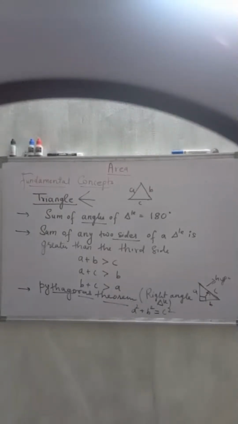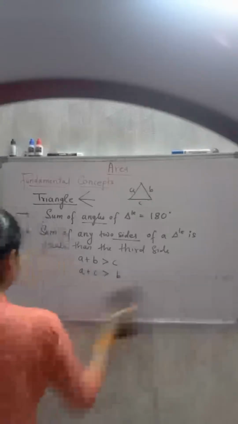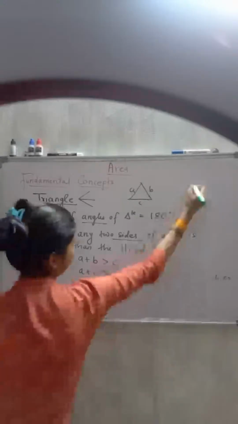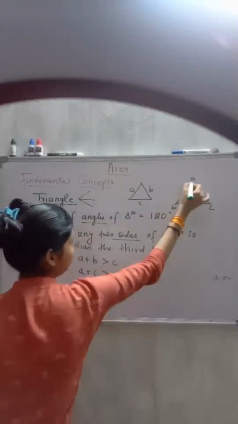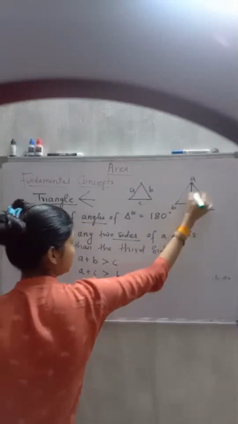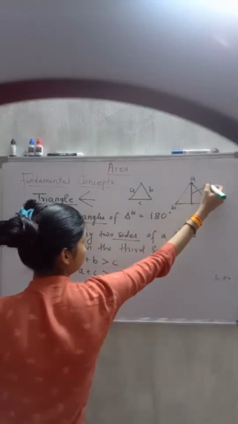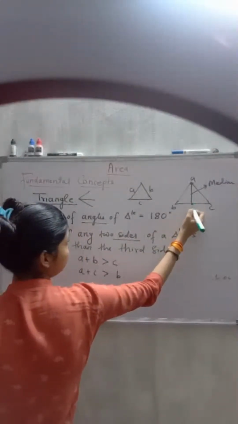Next is median. What is median? The line joining the midpoint of a side of a triangle to opposite vertex is called median. Median, हमने पढ़ा है median. What is median? This is a triangle, and if we join the vertex to the midpoint, then this is called the median. This is the midpoint.